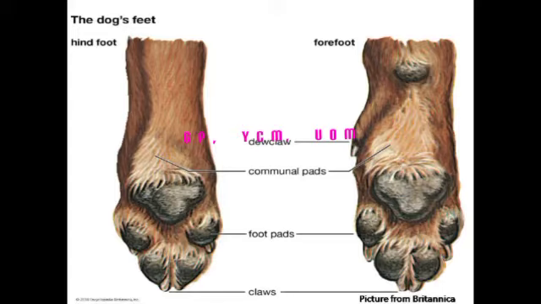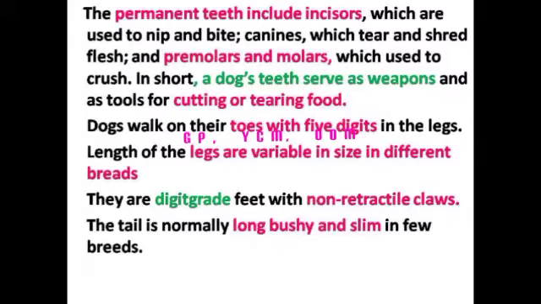This is the picture of the hind foot and forefoot. You can see the foot pads, which are very well developed over here. And then this is the anatomical structure of the dog. You can see different types of bones over this.